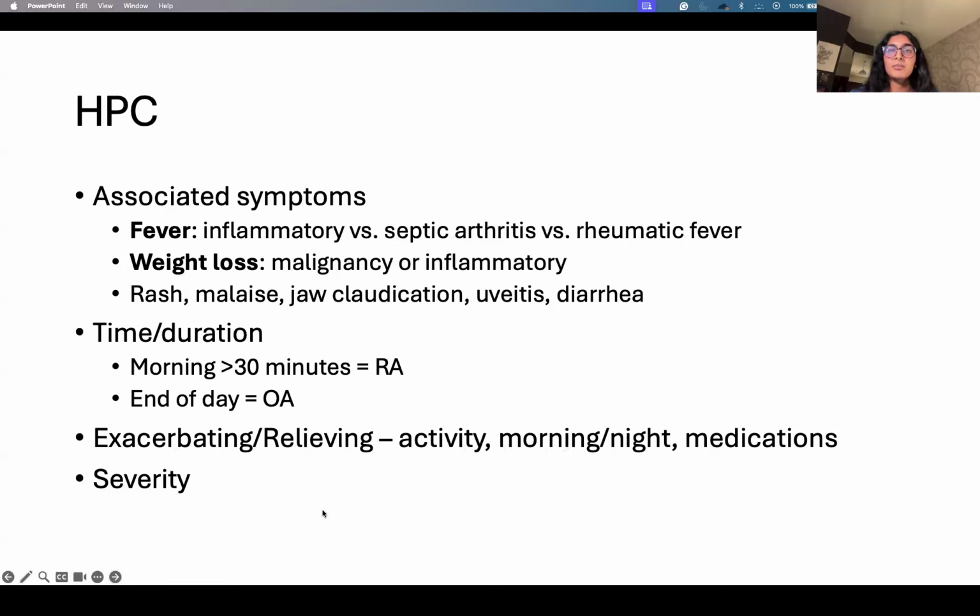And then severity, get them to rank it from 0 to 10. If it's really, really high, it's probably some sort of red flag cause. If it's low, possibly fibromyalgia. So that's another important one not to forget.